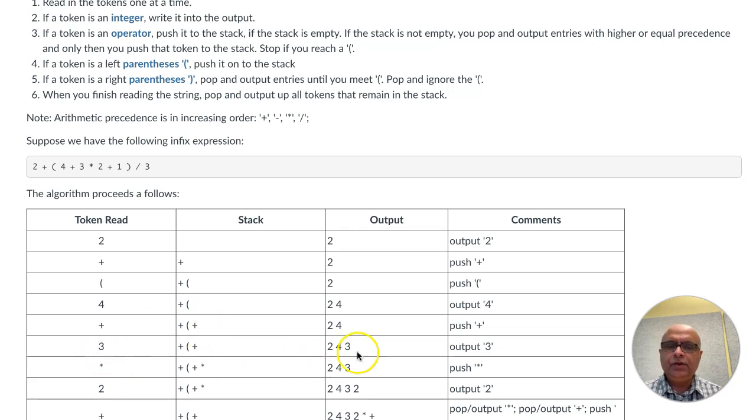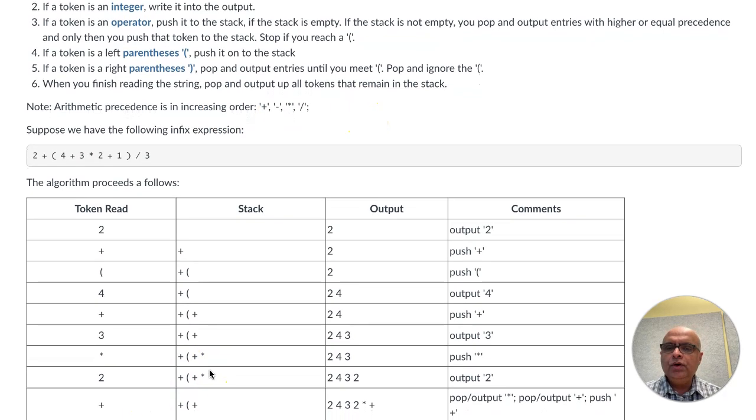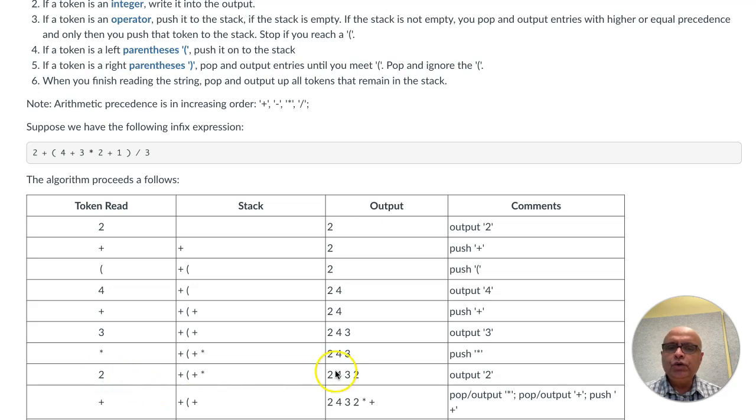You encounter 3, you output it. You encounter a multiplication, right? And you look for anything that is equal or higher precedence. There is nothing, because plus is lower precedence, right? The order of precedence is plus, minus, multiplication, divide in increasing order, so there is nothing. Now you encounter a 2, you output it.